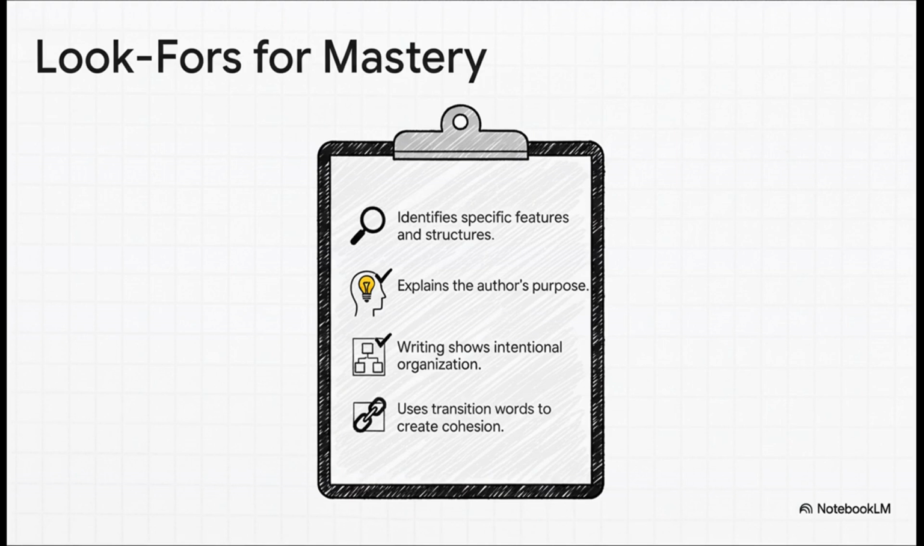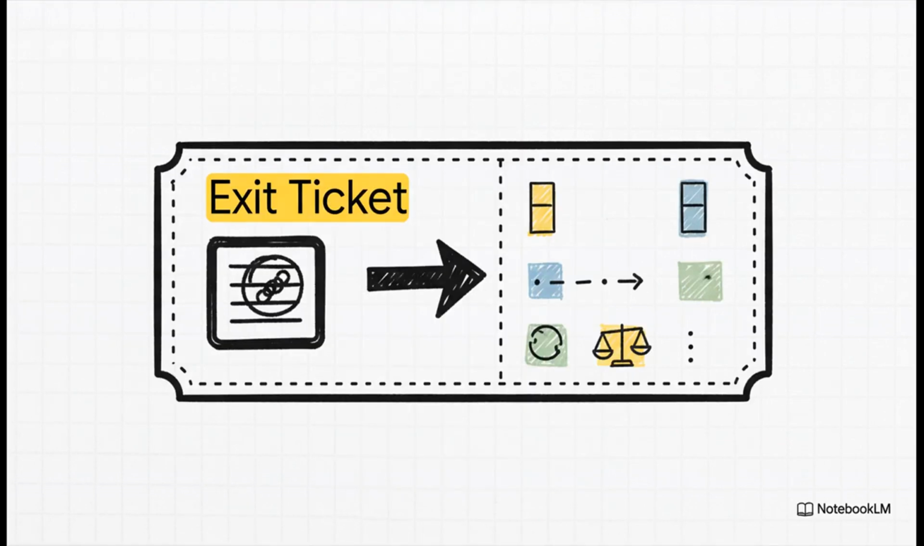Can they tell you why the author did something? Is their own writing clearly organized? And can they explain their own choices as a writer? That's the goal. And look, you don't need a massive long test to see where your kids are at. A quick exit ticket like this can tell you everything you need to know. It's fast, it's low stakes, and it gives you instant data on who's got it, who's almost there, and who you might need to pull for a small group tomorrow.